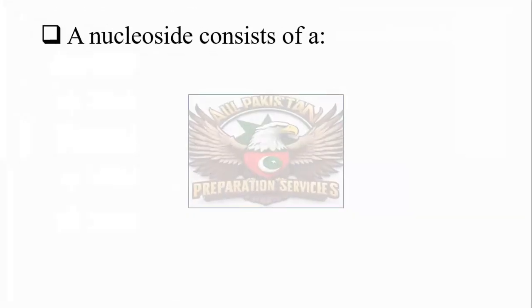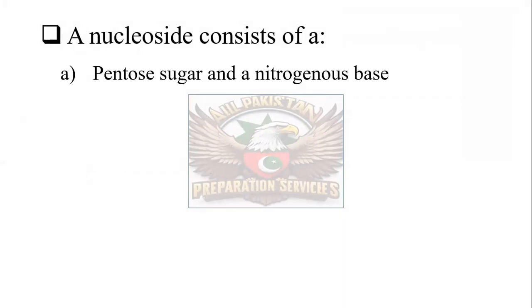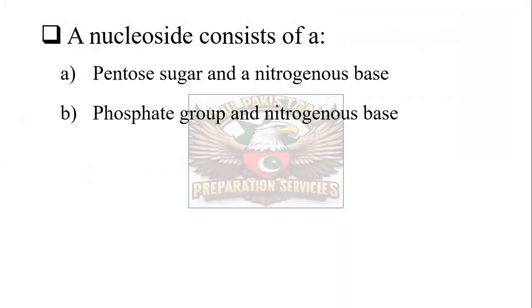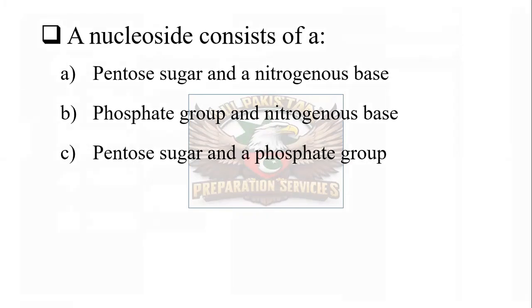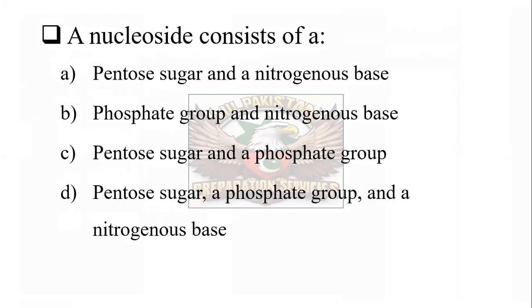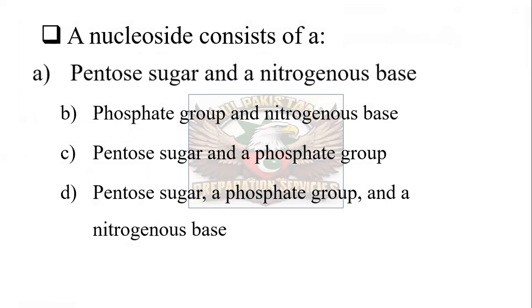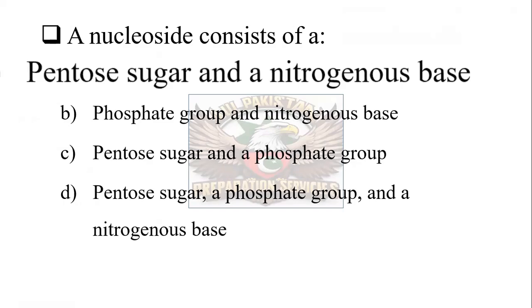A nucleoside consists of a pentose sugar and a nitrogenous base, phosphate group and nitrogenous base, pentose sugar and a phosphate group, or pentose sugar, a phosphate group, and a nitrogenous base. And the correct one is a pentose sugar and a nitrogenous base.